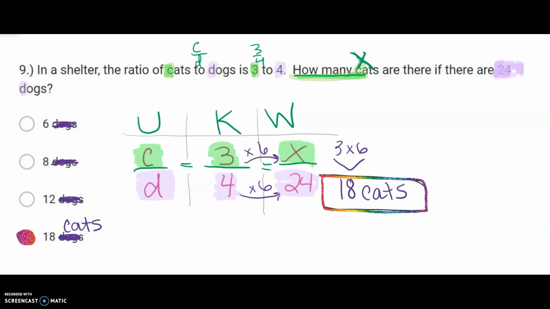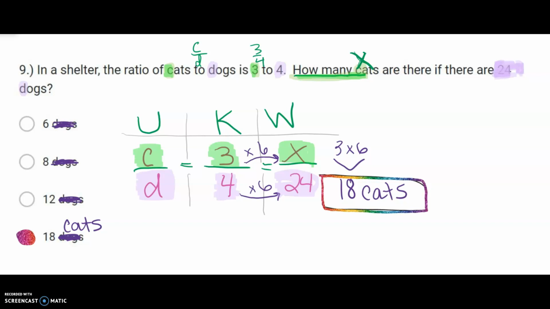What we want to know is how many cats. So for our numerator under the cats, I put X because that's what I want to know. That's what is the unknown. But I do know that there are 24 dogs in that case. So I put 24 as my denominator to follow my pattern.